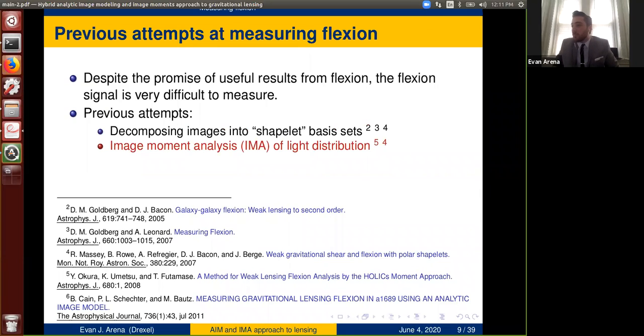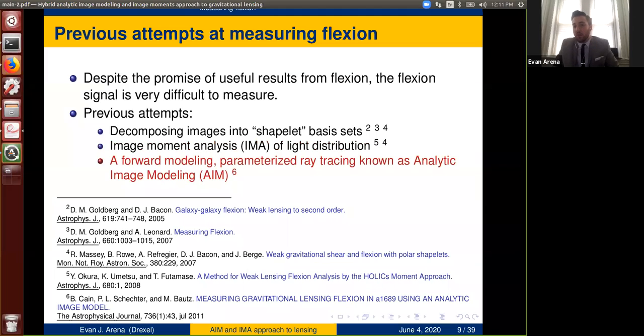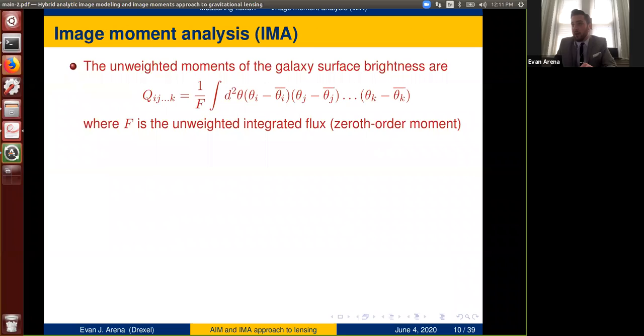The newest of these approaches is a forward modeling, parameterized ray tracing known as analytic image modeling, or AIM, which is developed by King. We're going to discuss the latter two techniques. First, let's take a look at image moment analysis.